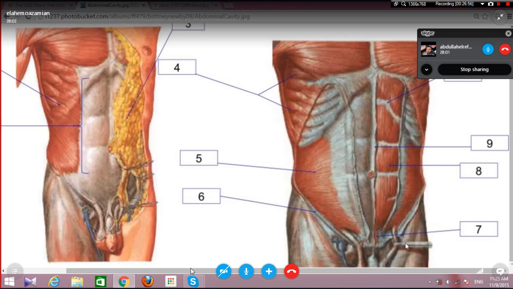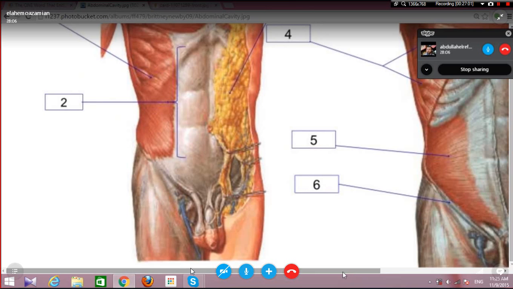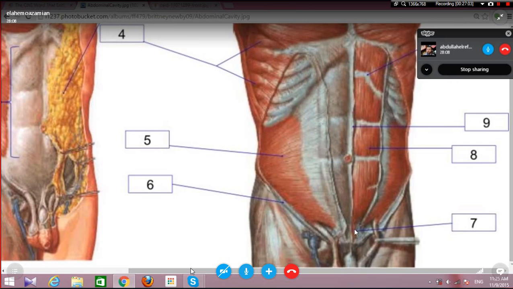So, what is the next muscle? Do you see here number 7? There is a small muscle here. It's called the pyramidalis muscle. It originates from the anterior surface of the pubis and inserts to this white line. What is this white line called? Linea alba.